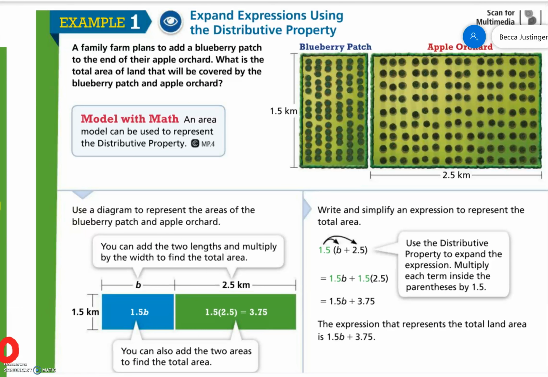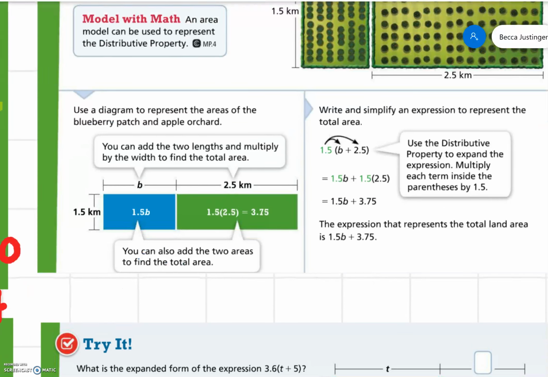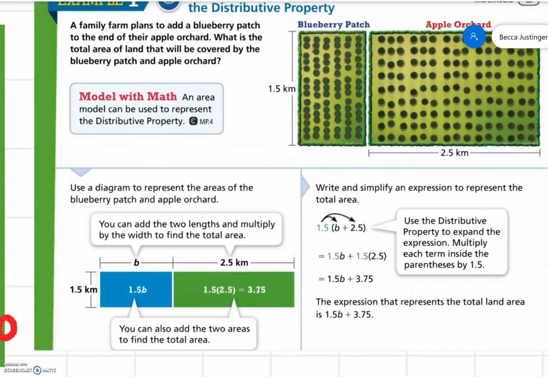Example 1. Expand using the distributive property. A family farm plans to add a blueberry patch at the end of their apple orchard. What is the total area of land that will be covered by the blueberry patch and the apple orchard? So we know that the width of the apple orchard and the blueberry patch is 1.5 kilometers. We don't know the length of the blueberry patch, but we do know the length of the apple orchard is 2.5. So what we are going to do is length times width. So here's our length, and b plus 2.5 is our width.